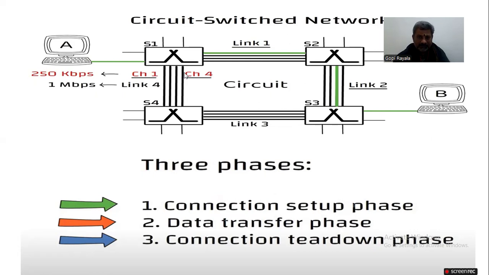Once a data packet or the signal reaches S1, it will try to establish a connection between S1 and S2, and from S2 to S3, and from S3 to the final terminal. In this diagram I'm showing S2 to S3, and from S3 to the final terminal. First, it will try to establish a connection.